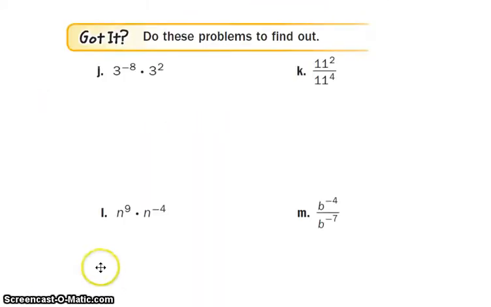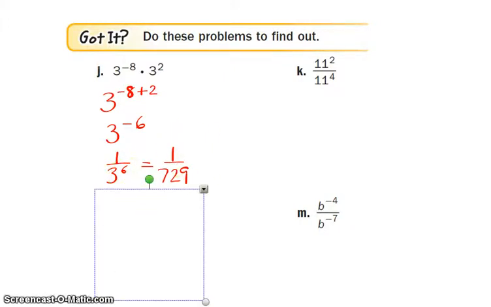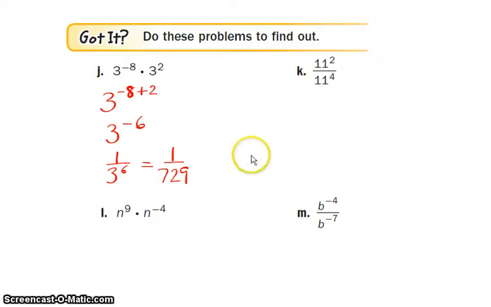All right, I'll do J with you, and then I want you to try K, L, and M on your own. We have the same bases, so we're good to go. Since we're multiplying, we're going to add. What's negative 8 plus 2? Negative 8 plus 2 is negative 6. Now we want to write it with a positive exponent. Well, we've got to flip it. So it becomes 1 over 3 to the 6th, which is 1 over 729. Now, I want you to pause the video and try K, L, and M on your own.